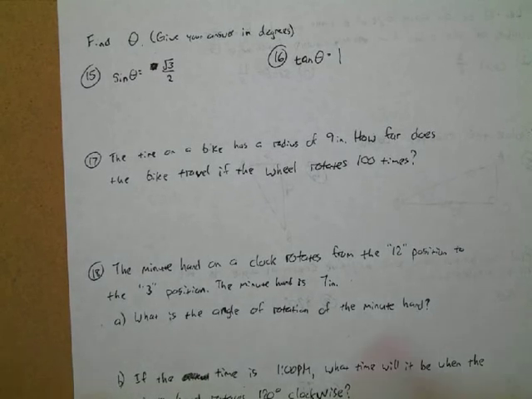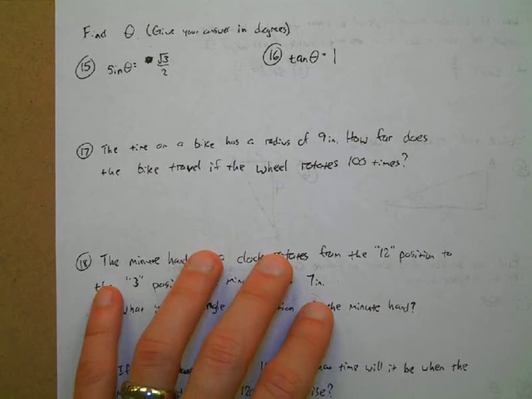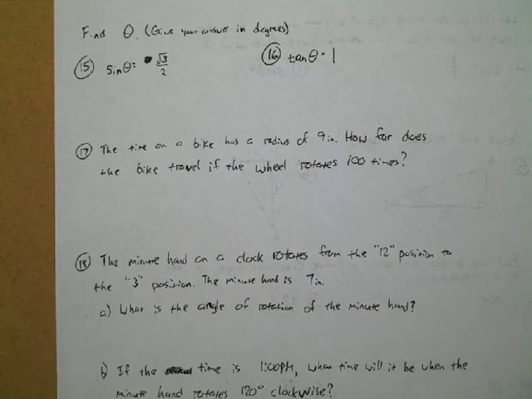All right, 17. The tire on a bike has a radius of 9 inches. How far does the bike travel if the wheel rotates 100 times? Now that we have GPS, I guess it's not necessary, but back in the day before GPS, you could put these things on your bike that would count how many times your wheel rotated, and then you could figure out how far you traveled based on how many times your wheel rotated.